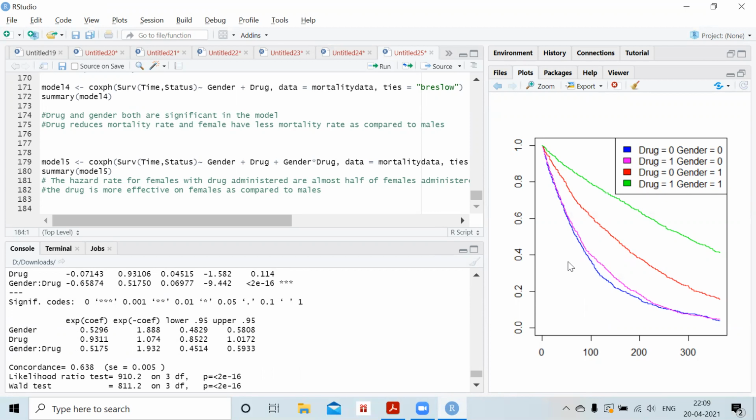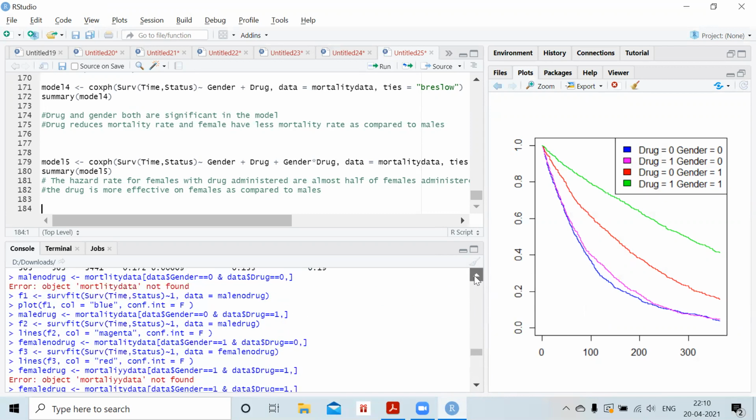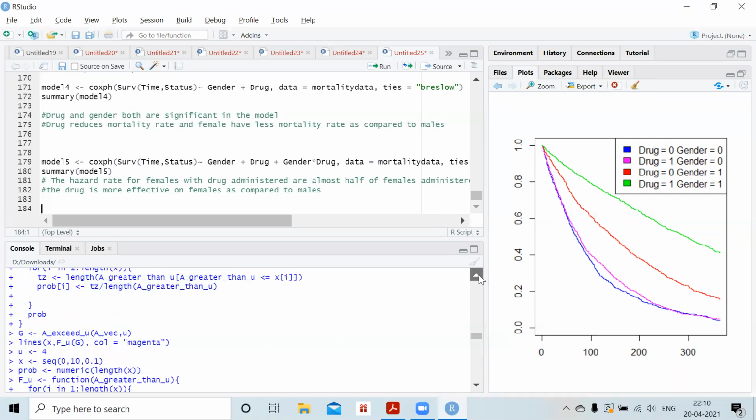And males receiving the drug for the fatal disease, it is not as efficient for them. The drug is not as efficient for them as in females. The survival probability of males does not increase much. There's not much increase in their survival. Okay, so all these are the comments which you should understand and write.